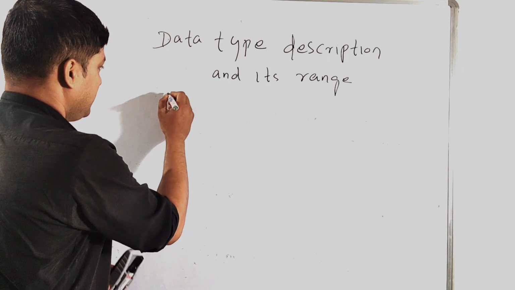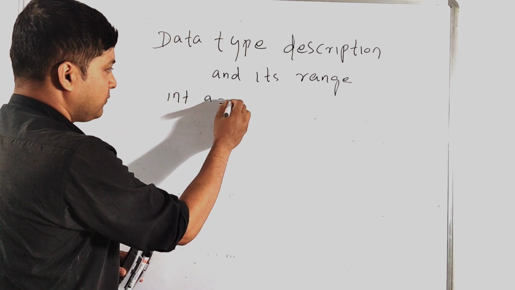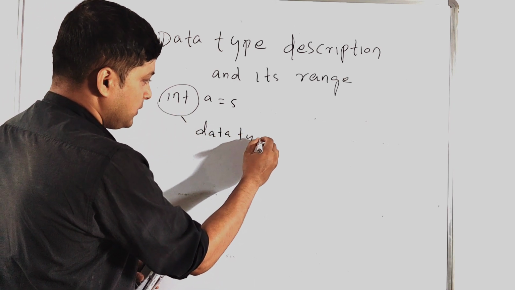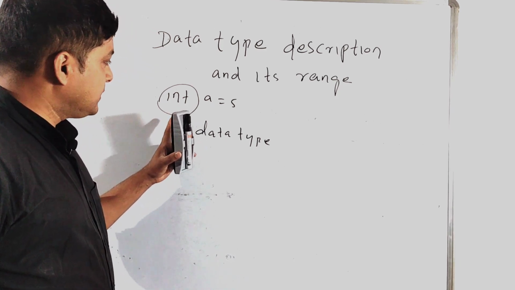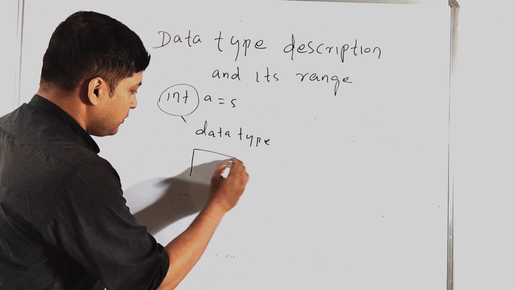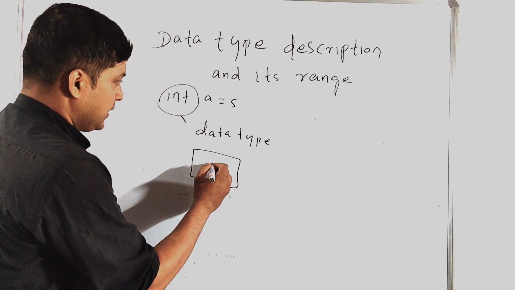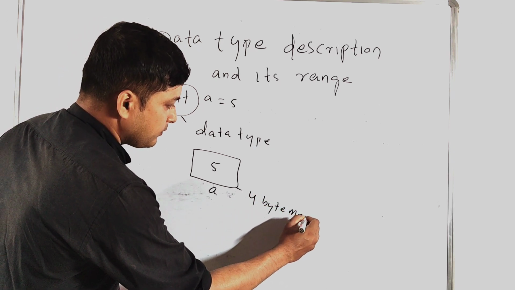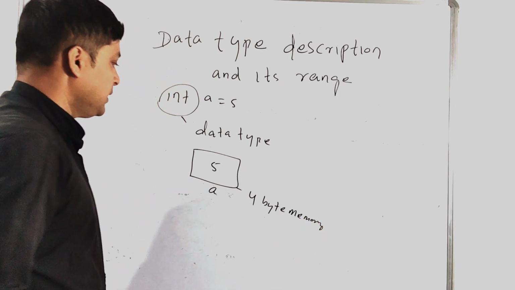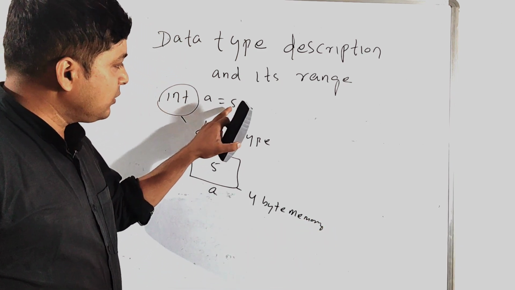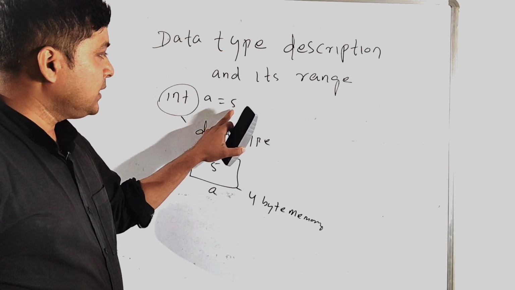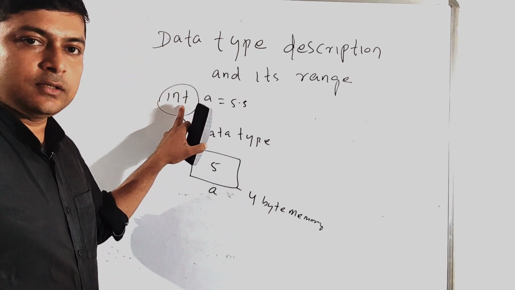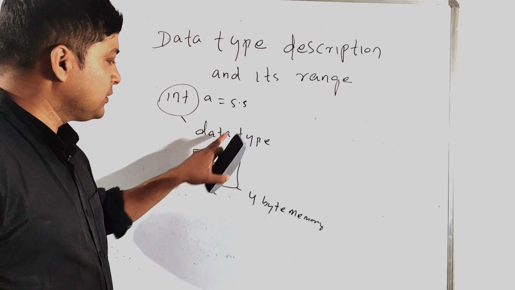First, what is a data type? Whenever you write int a equal to 5, int is called the data type. When you write int, it means it will store 4 bytes of memory. Its name is a and its value is 5. It also decides what kind of value we can store in that variable. Suppose I am writing a equal to 5. If we write 5.5, it will not be stored in the integer data type because integer takes round figure values. So integer will not take a fractional value.